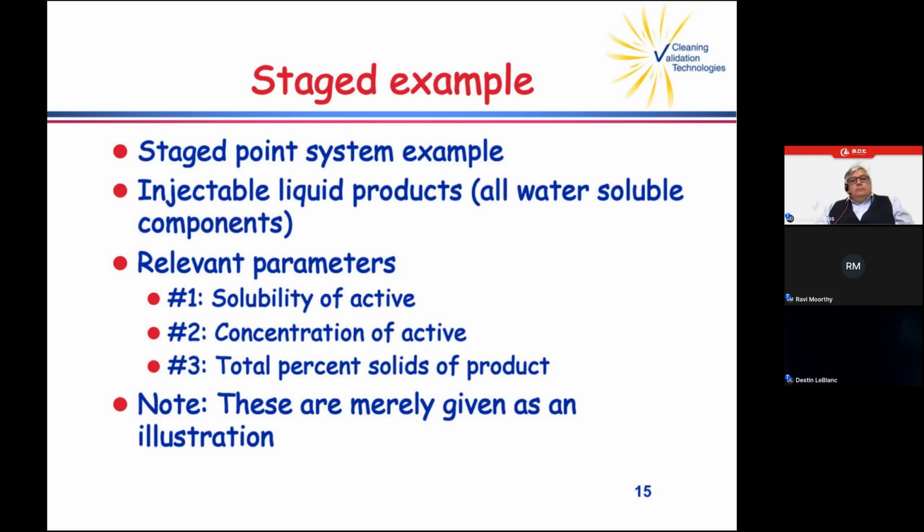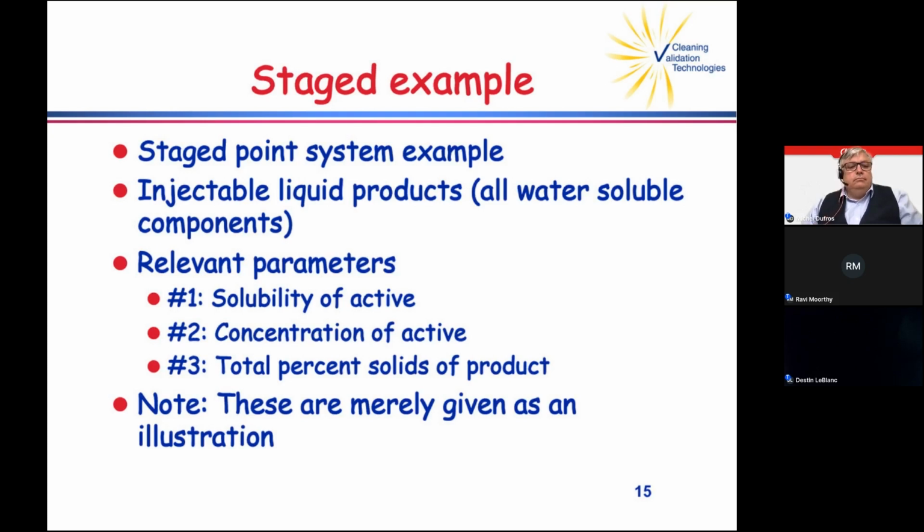Now these are merely given as an illustration, but the idea is that we would take all our products and take a look at the solubility of the active, and if one drops out, we would then use that as the worst case product. If 2 or more were the worst case by solubility, then we would go to concentration of the active.